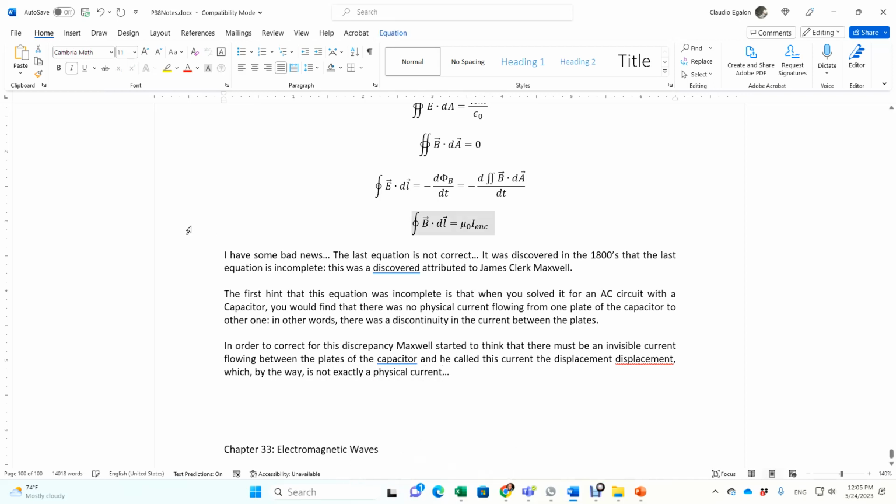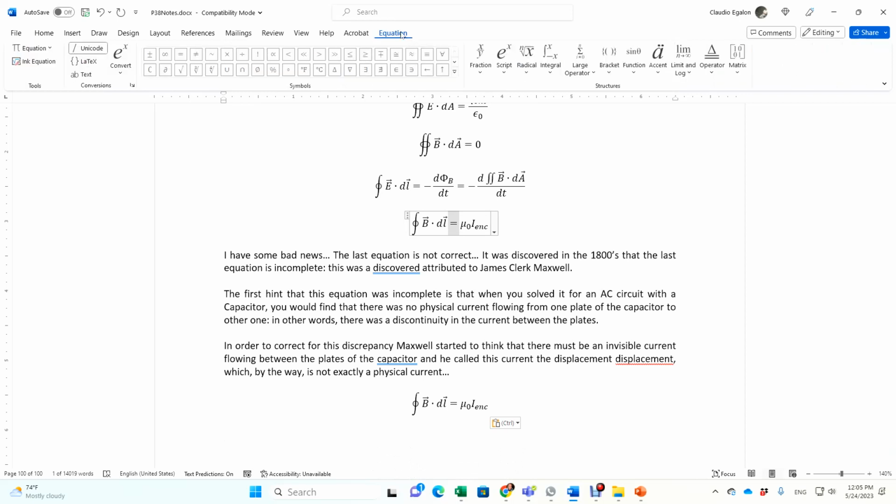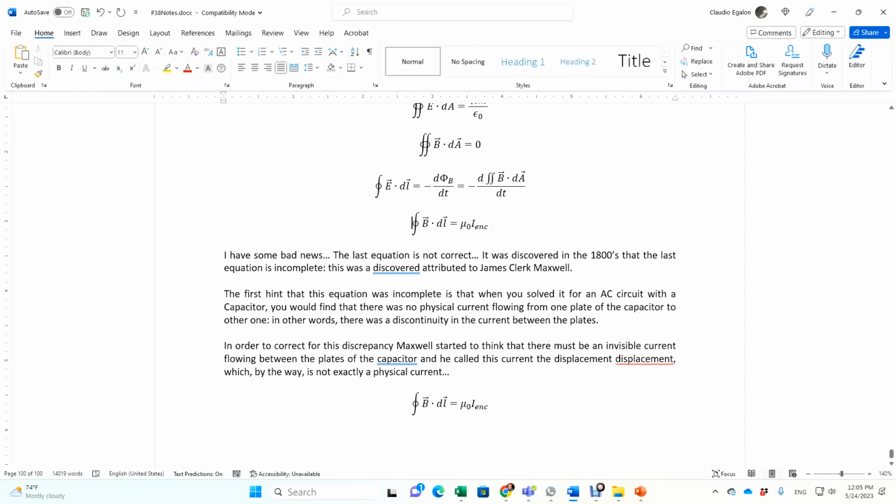And now we are following the steps of James Clerk Maxwell. By the way, instead of equal here, I'm going to put approximately, for sure, not even approximately. I'll leave it equal. It's equal only for the case where you have a physical current. This equation is good only for the case that we have a physical current. So he figured out that there must have been a second type of current here that we couldn't see.